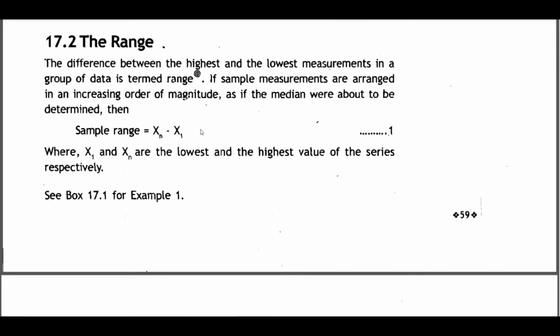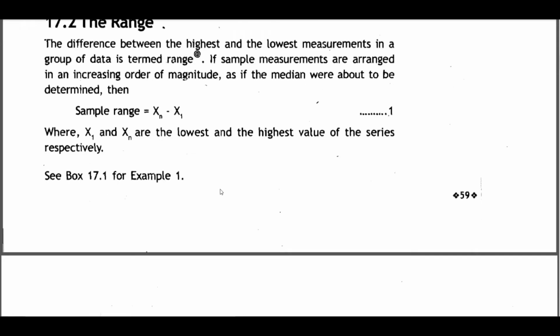17.2 The Range. The difference between the highest and the lowest measurement in a group of data is termed the range. If sample measurements are arranged in increasing order of magnitude, as if the median were about to be determined, then the sample range is xn minus x1, where x1 and xn are the lowest and the highest values of the variable respectively. See Box 17.1 for Example 1.